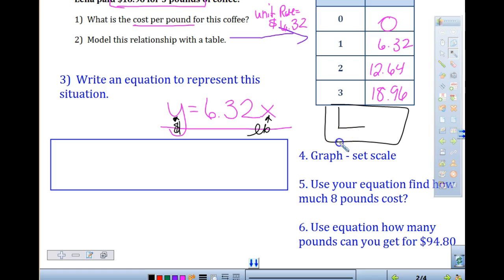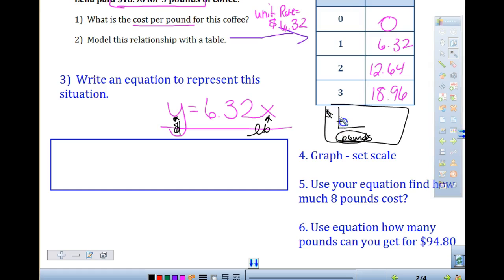So, what should our label be on the bottom? What should be my independent variable? The pounds. So we want to write the word pounds, right? And what should I have going up here? Money, cost, dollars, right? You can set your scale however you like. You could set it going up by 5s. I wouldn't probably go up to 10. I would go 5 or less, right?